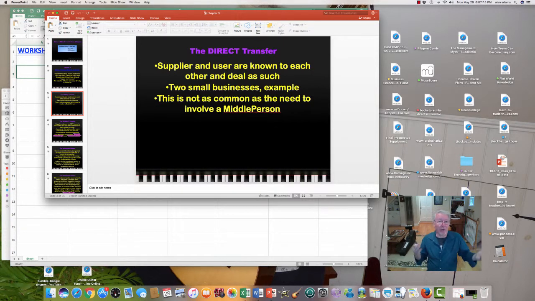That's a direct transfer. We know each other. We don't have to involve anybody else. Well, aside from our lawyers, of course, but we can make it happen between us. Okay? So it is quite common in a small business setting for a direct transfer to happen.